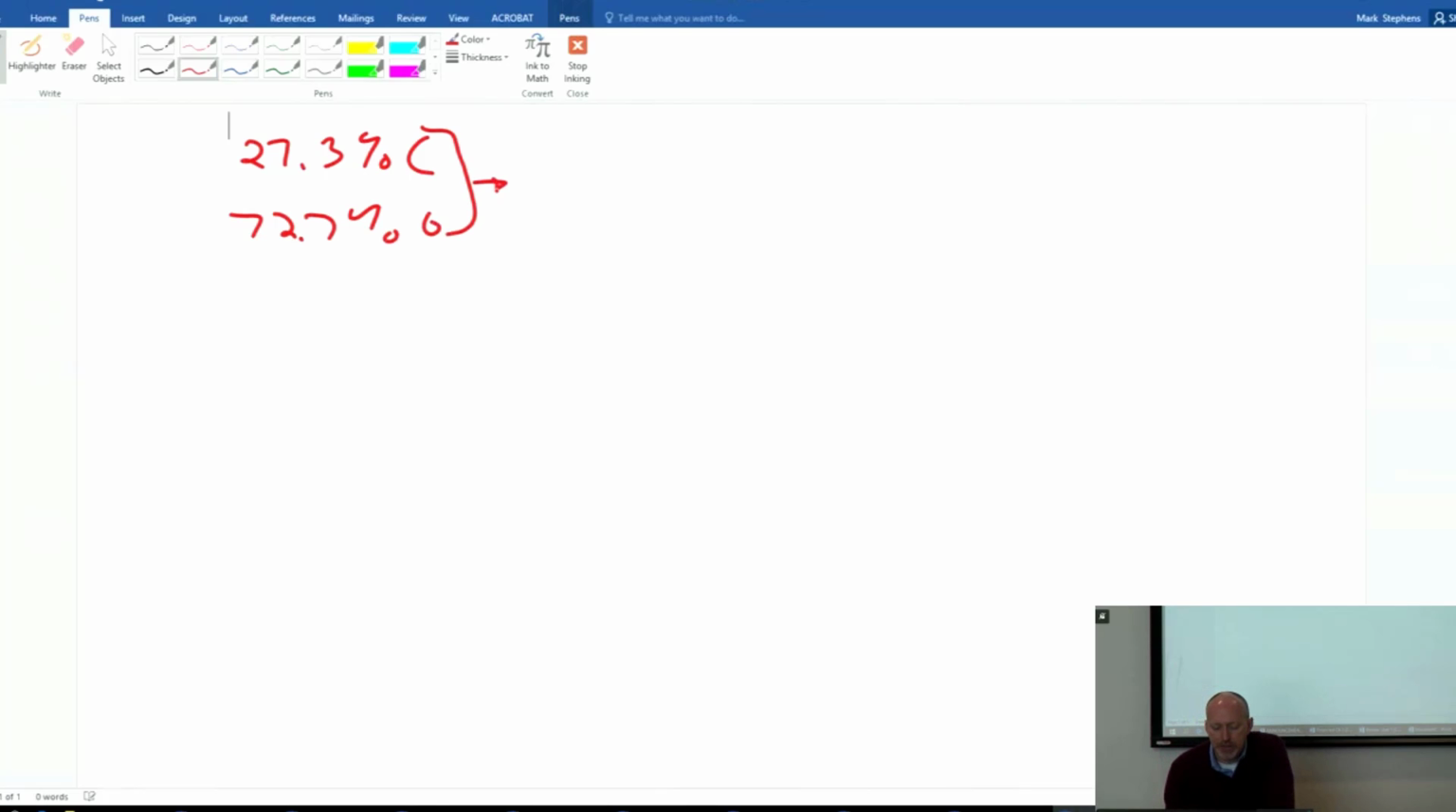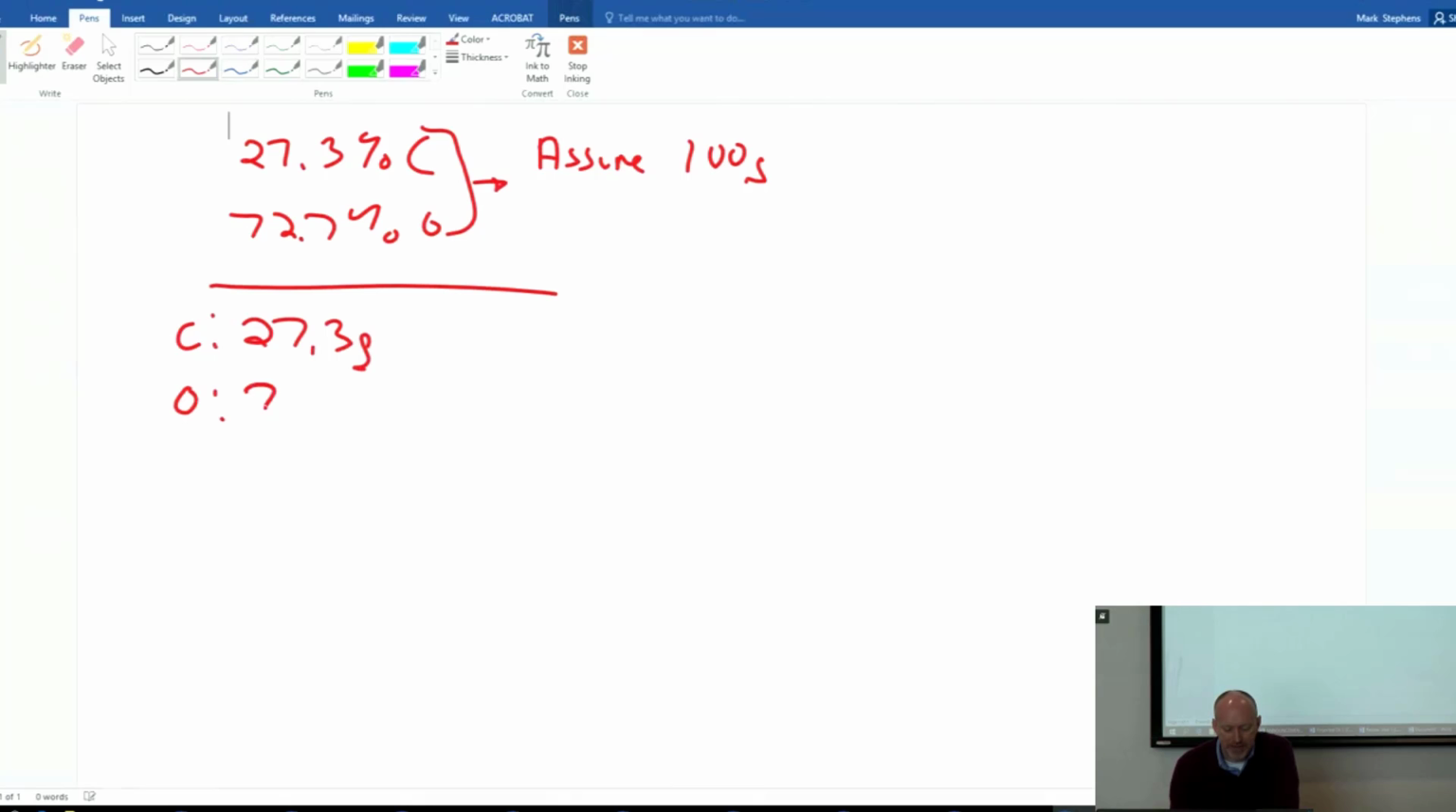So what I'm going to do is make a nice and easy assumption. Assume I have 100 grams of material. Then immediately the percentages convert into grams. And so I'm working with 27.3 grams of carbon, and I'm working with 72.7 grams of oxygen.